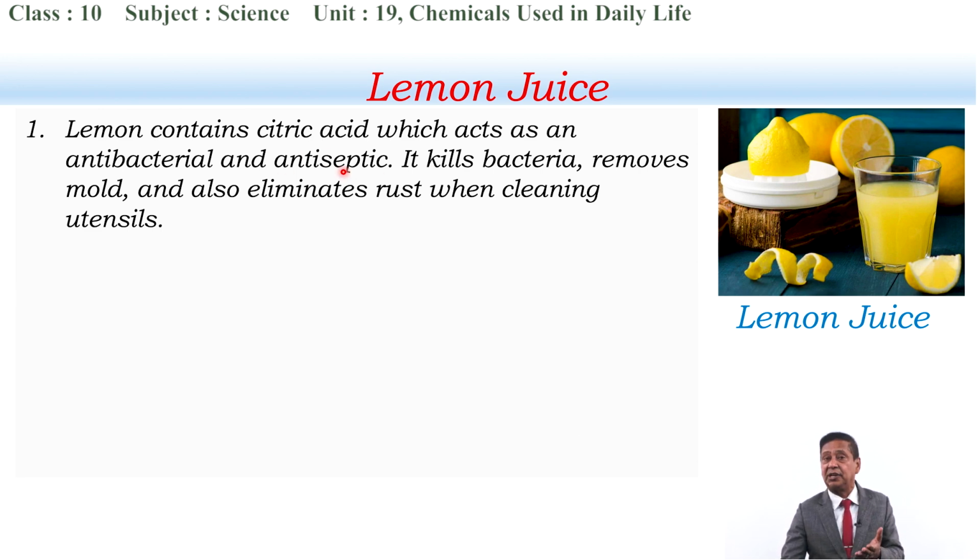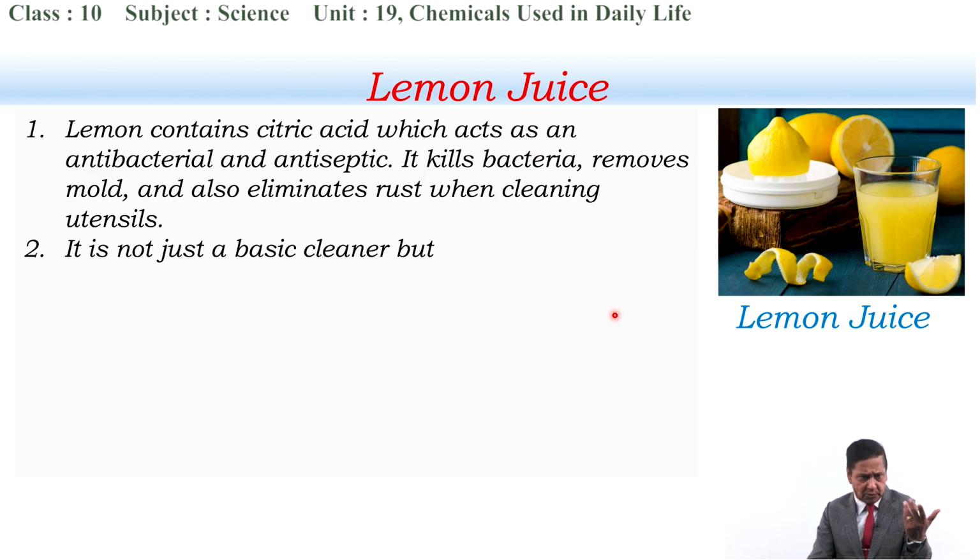It contains citric acid, and this acid, when it comes into action, dissolves different dirt particles like fats and oil which stick to the surface of the cloth, and it removes them. But when it is used, it won't harm the cloth, and wood can also be cleaned using lemon juice. Okay, let's have another piece of information.